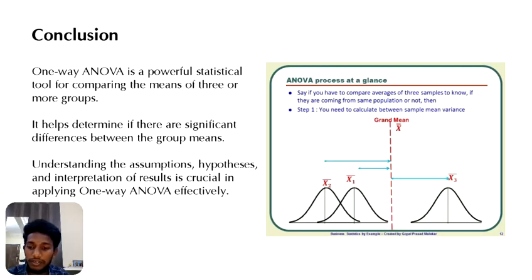However, it's crucial to interpret the results conscientiously and consider post hoc tests or alternative analyses for a deeper understanding of specific group differences. Understanding the assumptions, hypotheses, and interpretation of results is crucial in applying one-way ANOVA effectively. Okay, this is about one-way ANOVA.